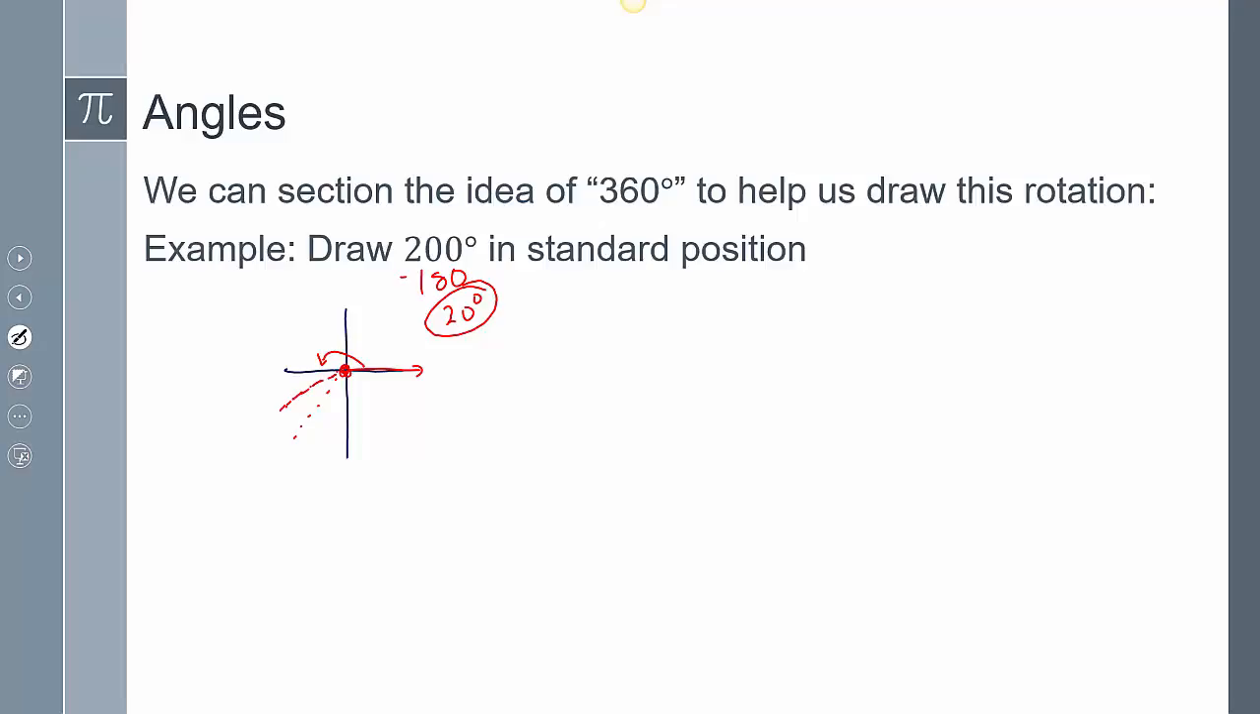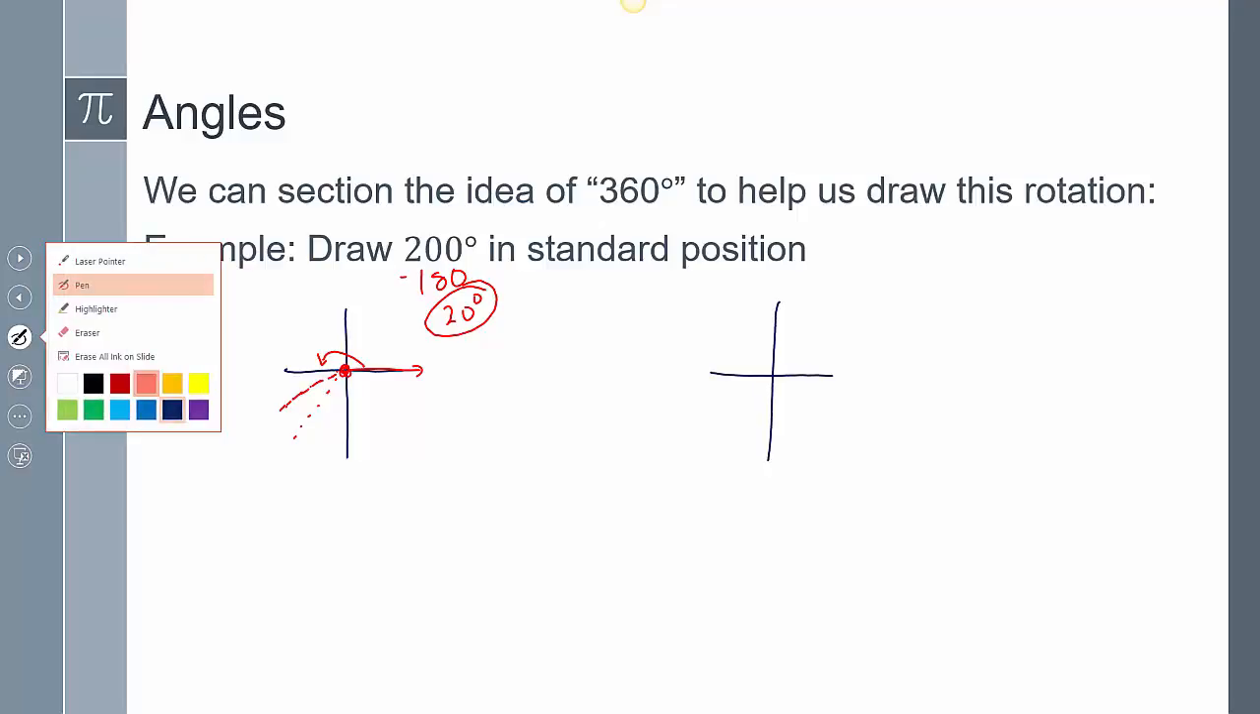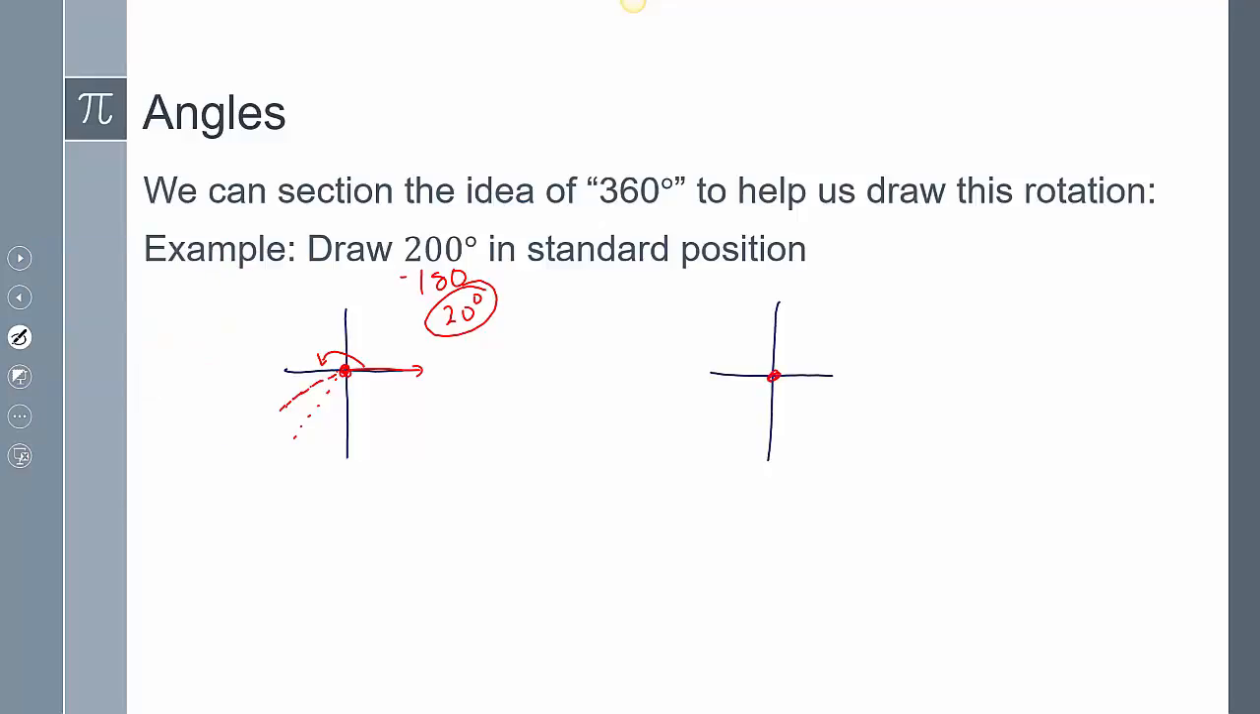And so drawing my answer, I can say that my initial side, and then trying to copy that correctly there, we're going to say that that's going to be my rotation. So that's going to be 200 degrees in standard position.